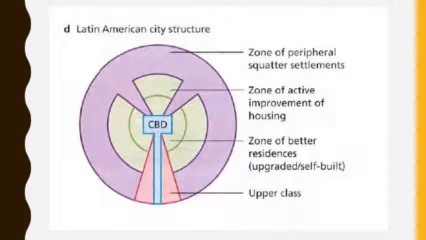Here you can see the picture of Latin American city structure. The first one is the zone of peripheral squatter settlements. Then number 2 is the zone of active improvement of housing, meaning how they divide the zones and then how they improve the zone. Then they have the zone of better residence, upgraded and self-built. And then in the red one they have the upper class zone.